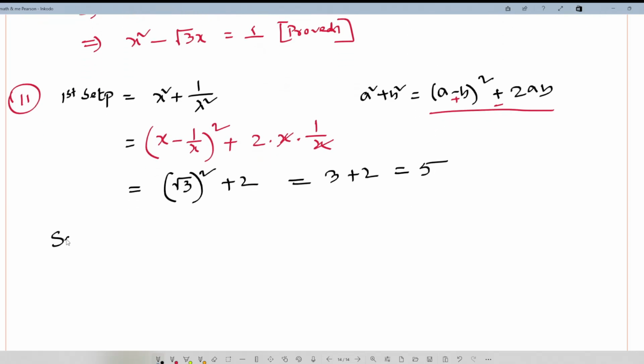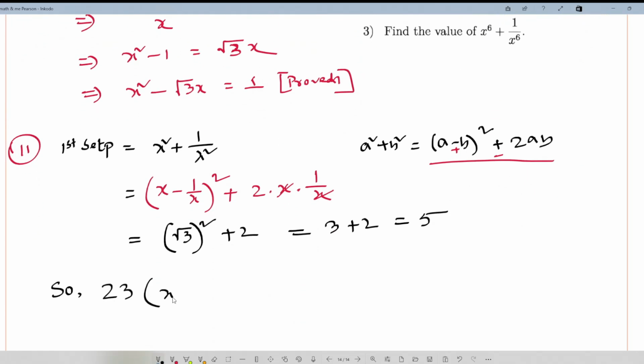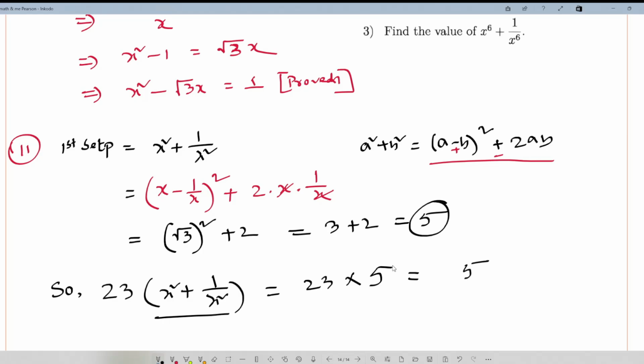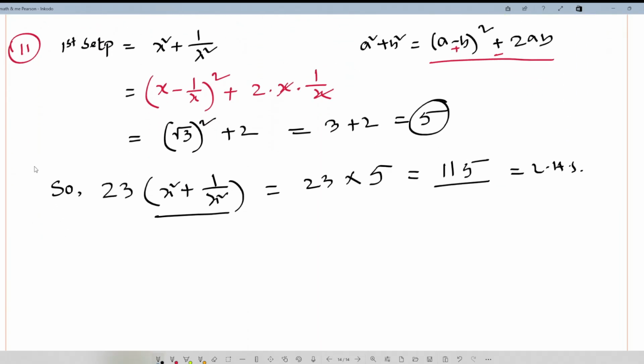So we can say, here is 23 times x square plus 1 by x square, and we just get 5. So 5 times 3 is 15, 5 carry 1, 5 times 2 is 10, 10 plus 1 is 11. So on the left hand side we get 115. Now the right hand side is x to the power 4 plus 1 by x to the power 4. We have to find out the value now. This one, we are done with the second step, right?